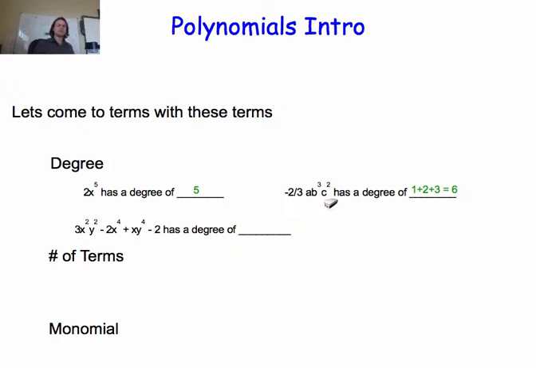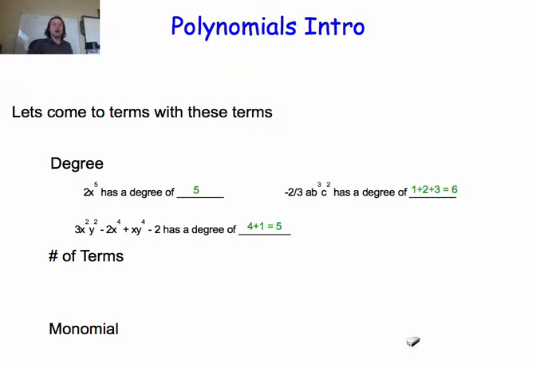Now let's take a look at this next one. We have 3x squared y squared minus 2x to the power of 4 plus x y to the power of 4 minus 2. The first term, x squared y squared, we add the exponents and get 4. This one has a degree of 4 as well, 2x to the power of 4. Now this term has a degree of 5, because we have x to the power of 1, an imaginary 1 there, and y to the power of 4. We add those together and get 5. And this one here has a degree of 0. So overall, I have a degree of 5.